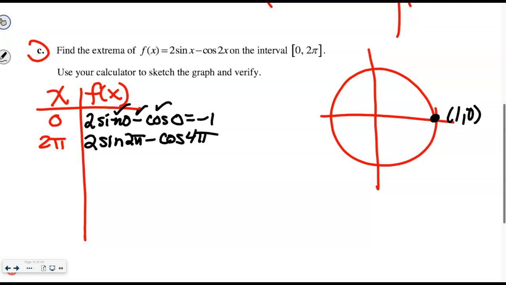All right, so what is the sine of 2 pi? Here. 0. I'm right back. 2 pi is the same as 0. So that's 0. And what's cosine of 4 pi? 1 again. So that's also a negative 1. Those may or may not be the highest or lowest the function ever gets. All right, that's the first thing.